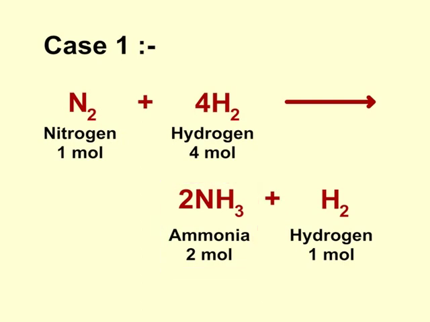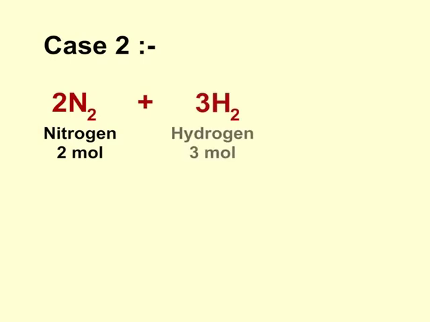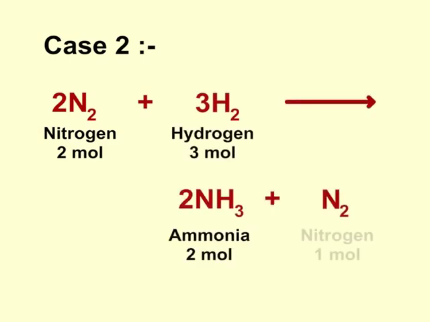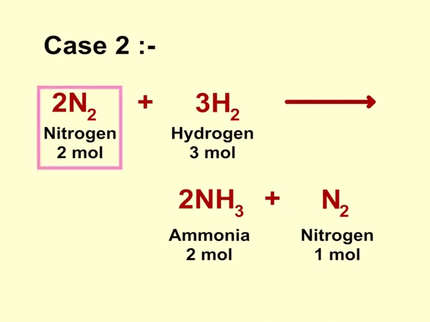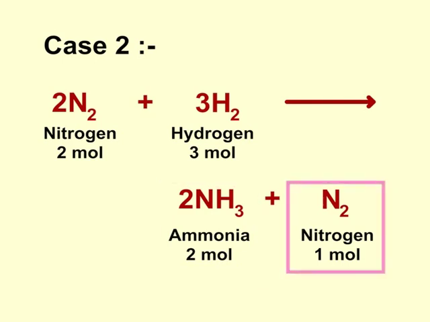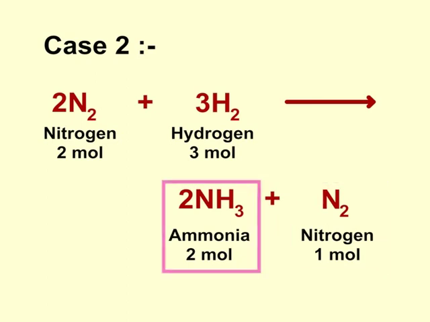Let us consider a different situation. Case 2. Let's have a look at the chemical reaction in which 2 moles of nitrogen and 3 moles of hydrogen react to form 2 moles of ammonia and 1 mole of nitrogen. 2N2 plus 3H2 gives 2NH3 plus N2. Here, 1 mole of nitrogen will be left unreacted and 2 moles of ammonia will be produced.